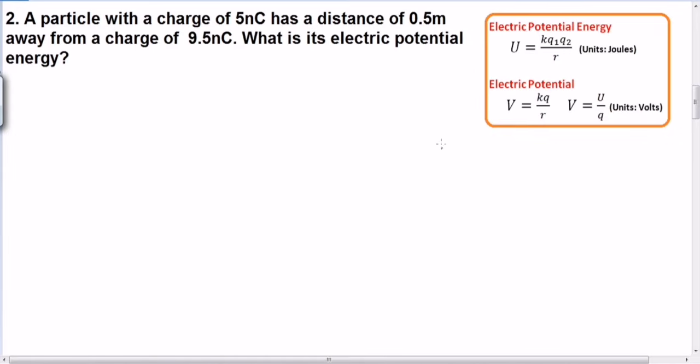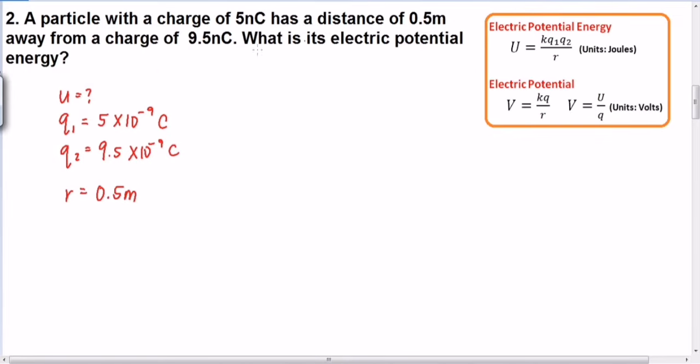A particle with a charge of 5 nanocoulomb has a distance of 0.5 meters away from a charge of 9.5 nanocoulomb. What is its electric potential energy? So, ang hinahanap na naman is letter U. And then, we have 2 given charges. So, pwede nating pangalanan yan na Q sub 1 and then Q sub 2. Okay, so we will have 5 nanocoulomb, which means 5 times 10 raised to negative 9 coulomb. And then, we have this other charge, which is 9.5 nanocoulomb as well. So, times 10 raised to negative 9 coulomb. And then, nagbigay siya ng distance na R, which is 0.5 meters.